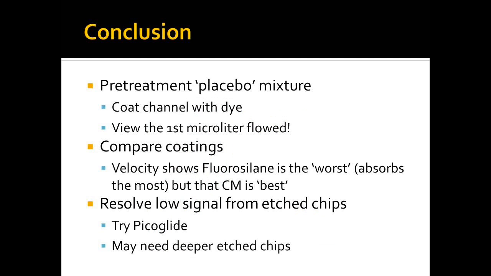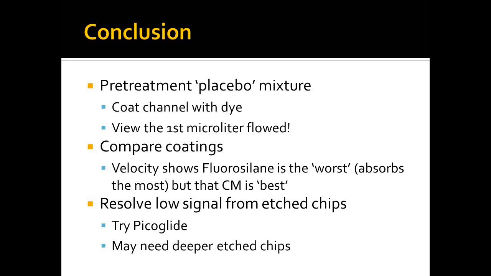So I'll try to wrap this up in saying that we've developed a pretreatment placebo mixture to coat a microfluidic device with dye before you do any test. This allows you to view the first microliter of your sample. We've compared a few different coatings in regard to this fluorescent testing, showing that fluorinated silanes, the fluorosilane is the worst. It absorbs the most dye, and that the CM, the silicones in general, not to mention the methyl-terminated ones in general, are better in regard to this fluorescent testing.